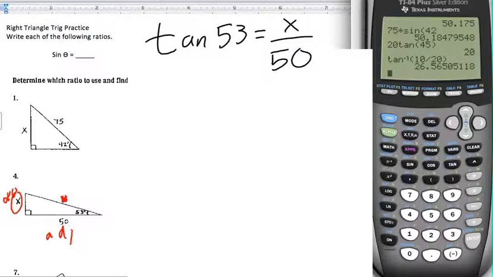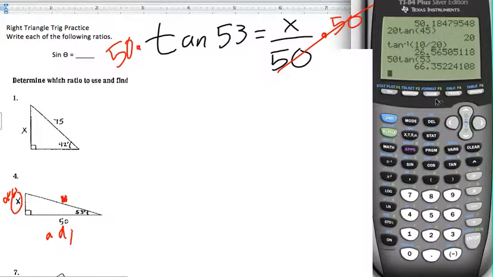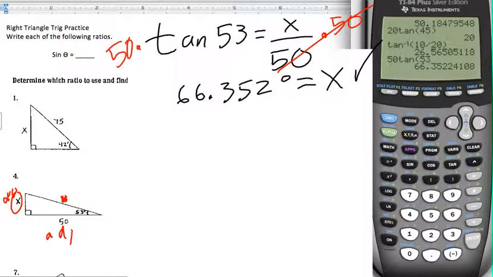This is one of those cases where you could convert to a decimal, and if you do, I'll still love you. But I do want you guys to know how to be accurate, and the best way to be accurate is just to say, oh, well, it's going to be 50 times whatever tan 53 is. So 50 tan 53, according to my graphing calculator, is 66.352, well, let's stop there, 66.352 degrees. That's our value of x.